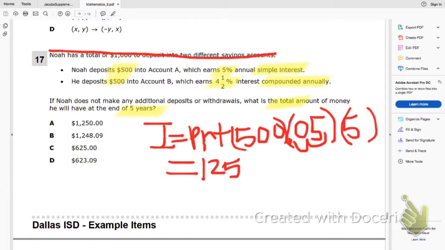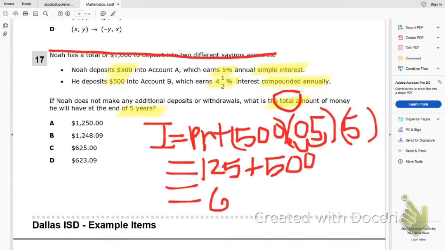Now, here's a question I have. Is that the total or is that just the interest? Well, that's just the interest. We want to know the total amount of all of it. So we have to add back the principal. Once we do that, we're going to get 625. Yes, 625. And that looks like C, but is that the end of the problem? No, it is not. That C answer is just the simple interest.